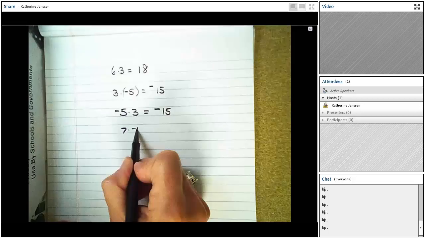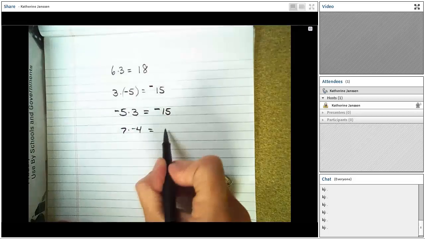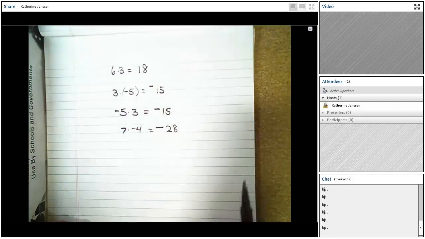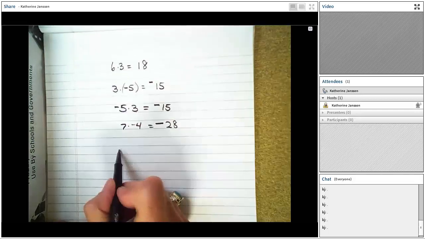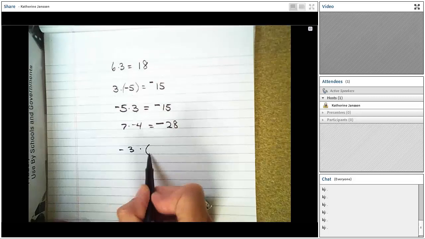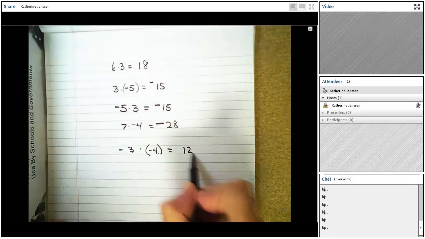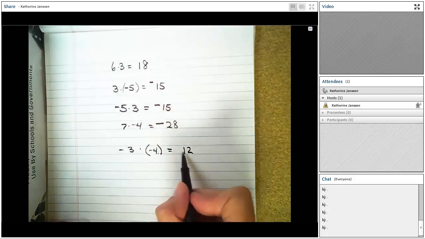7 times a negative 4. 7 times 4 is 28. Now fix your sign. If the signs are different, your answer is negative. Negative 3 times a negative 4. 3 times 4 is 12. And fix your sign. If the signs are the same, your answer is positive.